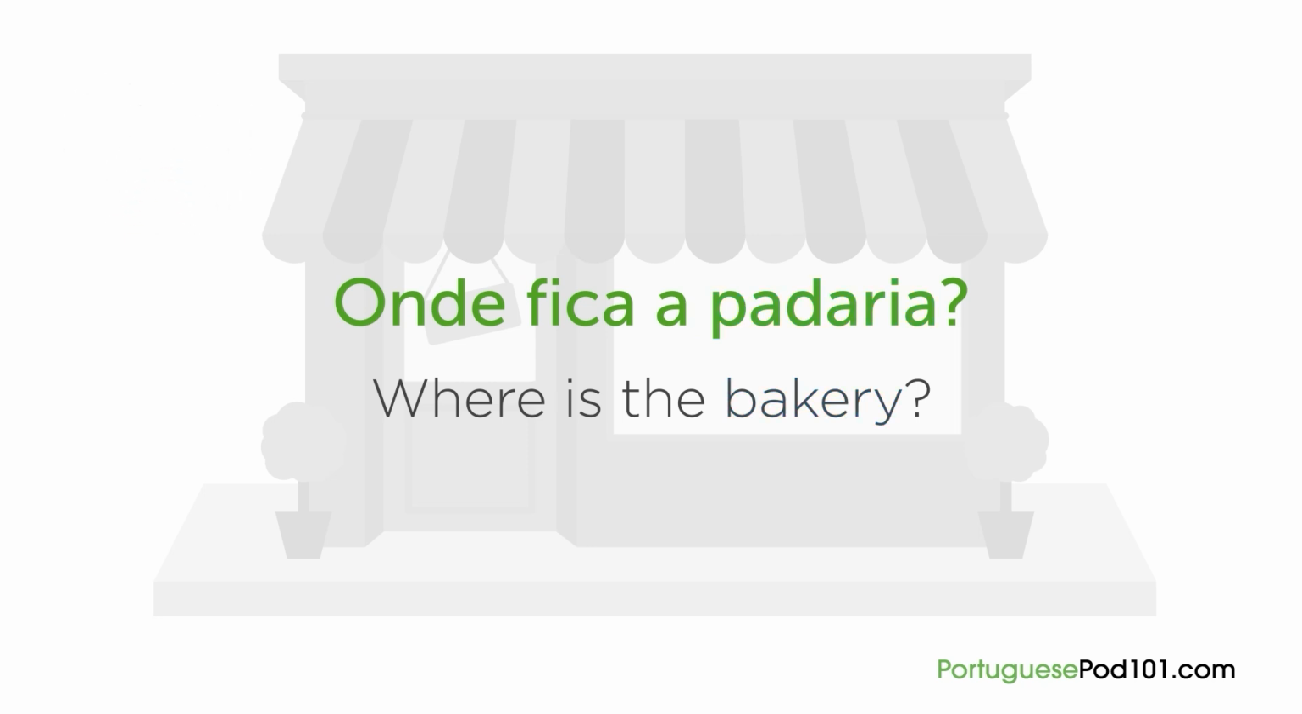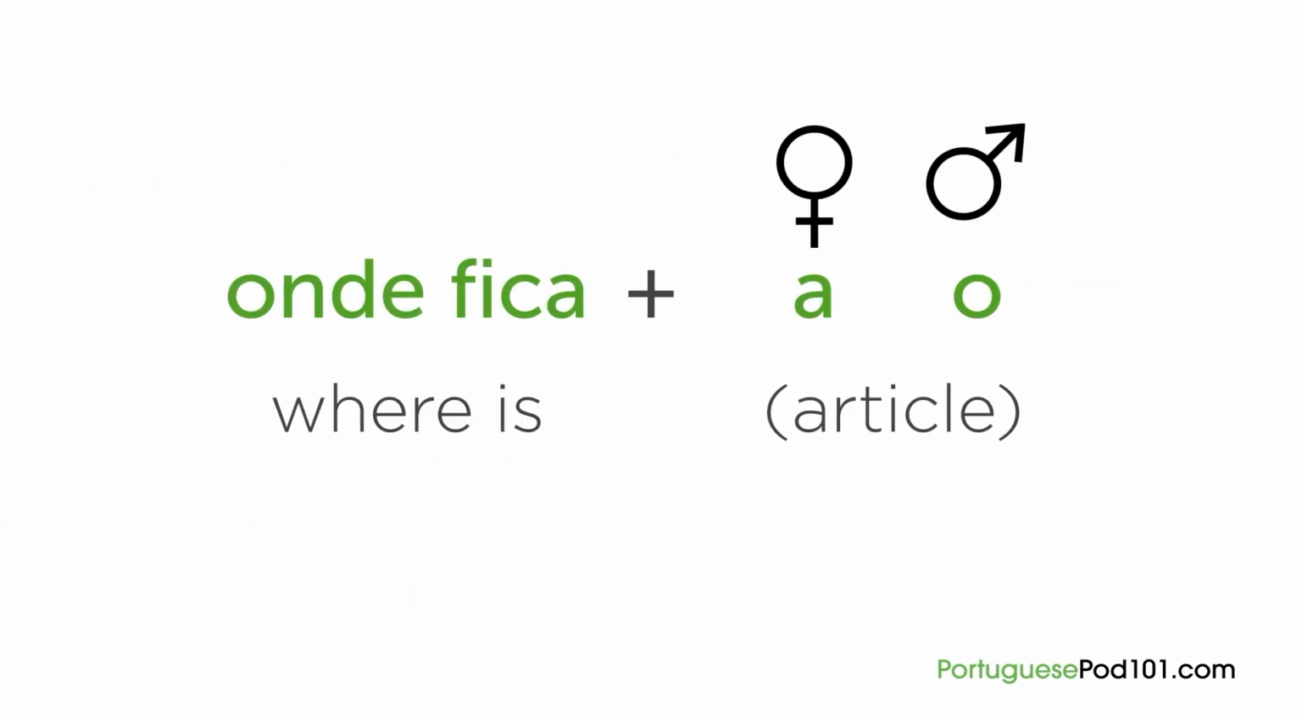Okay, so how do we ask where the bakery is? "Onde fica a padaria?" You can substitute almost anything and simply add "Onde fica o/a?" to ask where something is in Portuguese. In this final lesson, you learned how to say thank you, excuse me, I'm sorry, and to ask where something is in Portuguese. And in this series, we introduced you to the basics of Portuguese pronunciation, grammar, writing, and more.